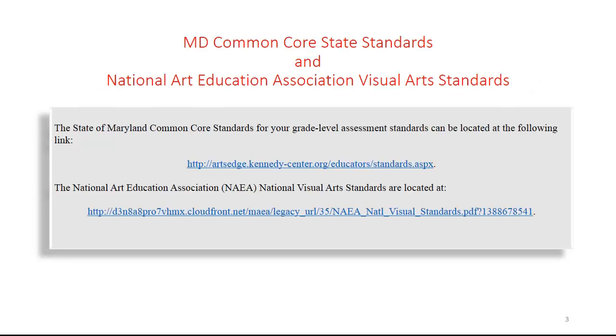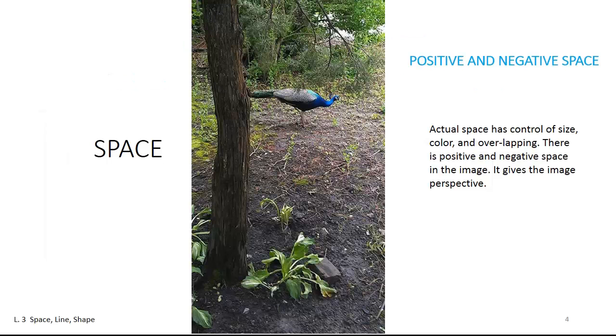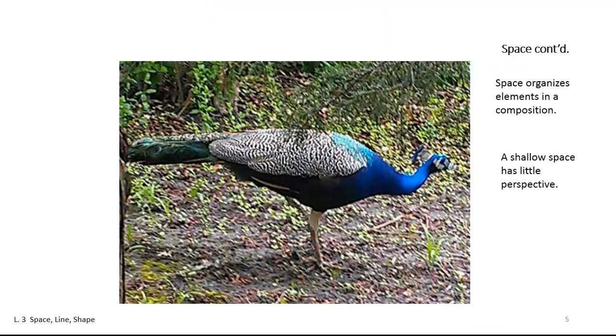Space organizes elements in a composition. Actual space has control of size, color, and overlapping. There is negative and positive space in this image of a peacock who used to be the town mascot. The space in front of the peacock gives the image perspective. The space in the artwork organizes the elements in a composition.